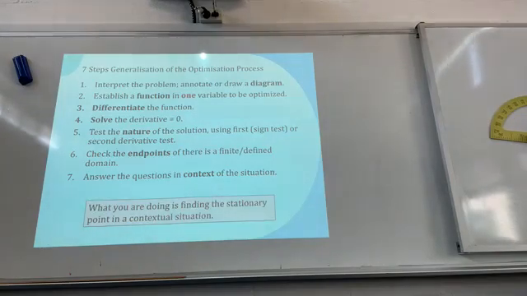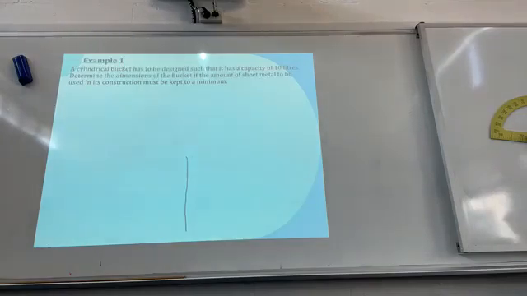Now, what you're doing is actually finding the stationary point in the contextual situation. You know how to use your dy/dx to find the stationary point. But here there's context to it now. All right? So let's think about example 1. A cylindrical bucket has to be designed such that it has a capacity of 10 liters. Determine the dimensions of the bucket if the amount of sheet metal to be used in its construction must be kept to a minimum.